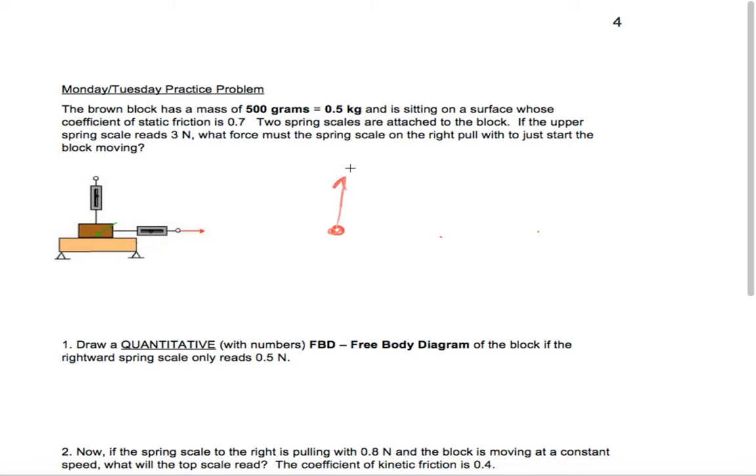So I've got the normal force. I've got the pulling force to the right from the spring scale. I've got the weight pointing down. I've got a friction force pointing to the left, and I've got what I'm going to call a second spring scale force, Fs, right here.